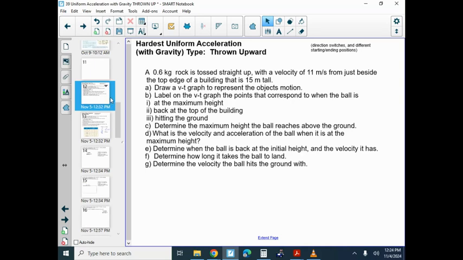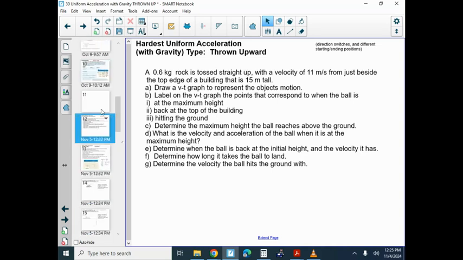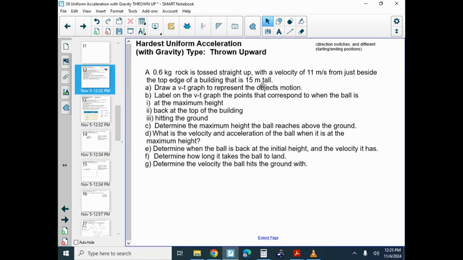So here we have now, in this thrown upward example, a rock. The mass is given, which is a red herring, they call it. Basically, you don't need the mass, obviously, as long as air resistance isn't a factor. It's tossed upwards with a velocity of 11 meters per second from just beside the edge of a tall building, and so it manages to fall all the way to the ground.